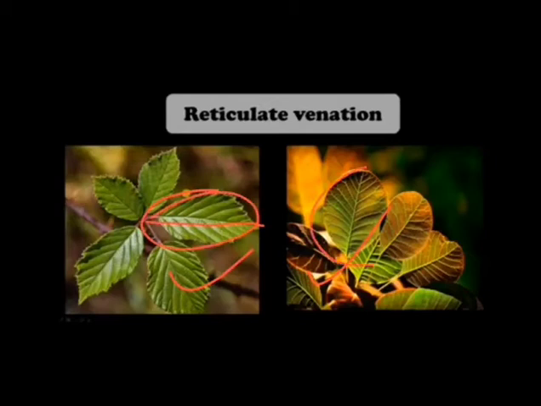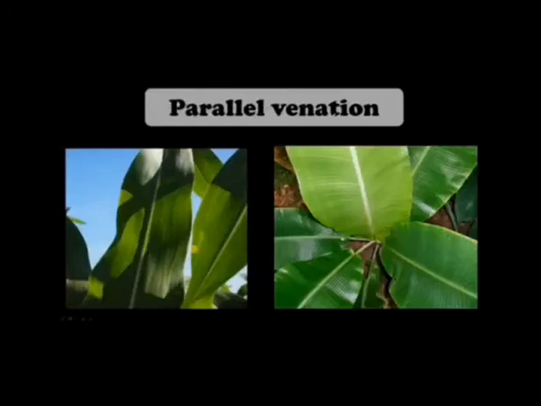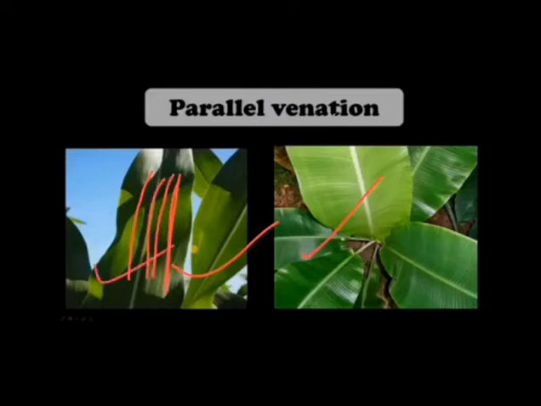Now let's see the example of the parallel venation. Okay, so these are the examples of the parallel venation. In these designs, the veins are parallel to one another. Okay, so in this case they are vertically parallel to one another, and in this case they are horizontally parallel to one another. So these are the examples of the parallel venation.